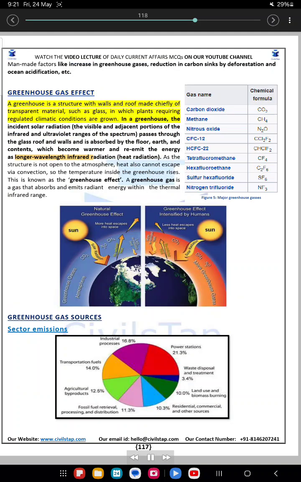Greenhouse gas effect. A greenhouse is a structure with walls and roof made chiefly of transparent material, such as glass, in which plants requiring regulated climatic conditions are grown. In a greenhouse, the incident solar radiation, the visible and adjacent portions of the infrared and ultraviolet ranges of the spectrum, passes through the glass roof and walls and is absorbed by the floor, earth, and contents, which become warmer and re-emit the energy as longer wavelength infrared radiation, heat radiation. As the structure is not open to the atmosphere, heat also cannot escape via convection, so the temperature inside the greenhouse rises. This is known as the greenhouse effect. A greenhouse gas is a gas that absorbs and emits radiant energy within the thermal infrared range.